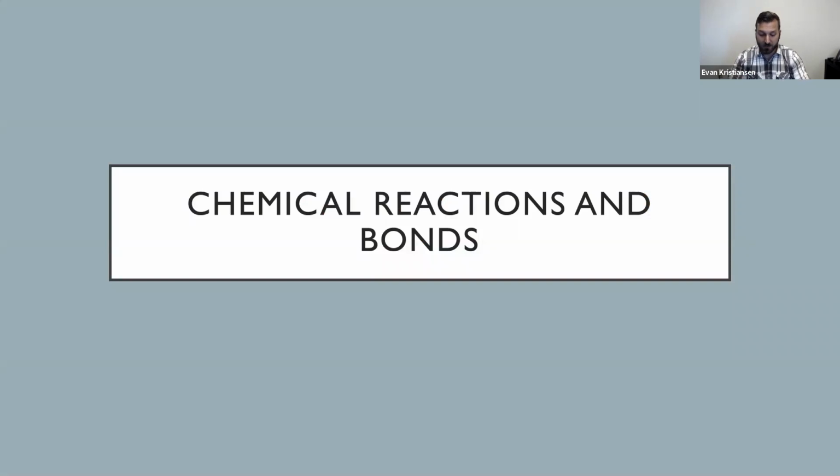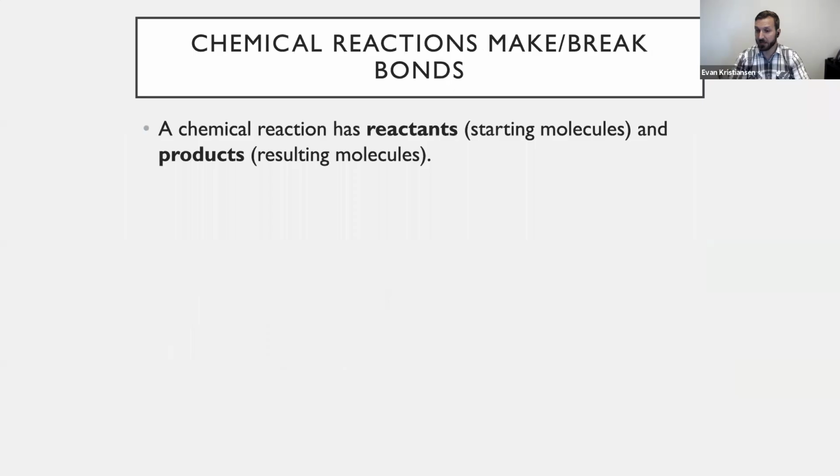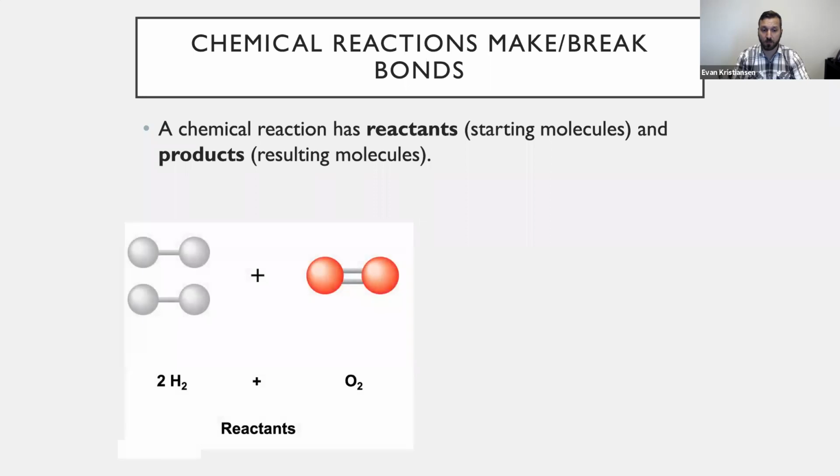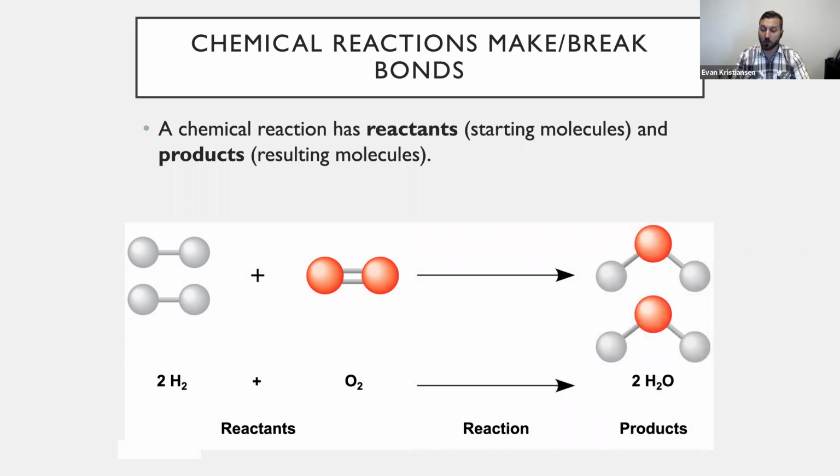Okay, so how do we form or break these bonds? Well, through chemical reactions. A chemical reaction has reactants, that is the molecules that we start with, and also products, that is the molecules that we end with. So if we take the reactants of 2 hydrogen gas molecules and 1 oxygen gas molecule, and we go through the reaction, we produce 2 water molecules.